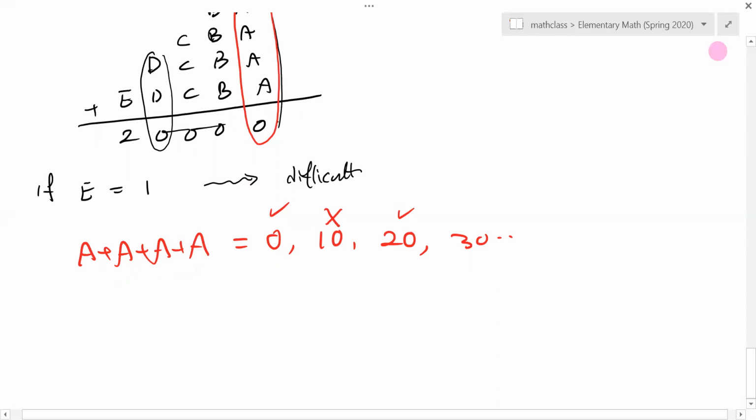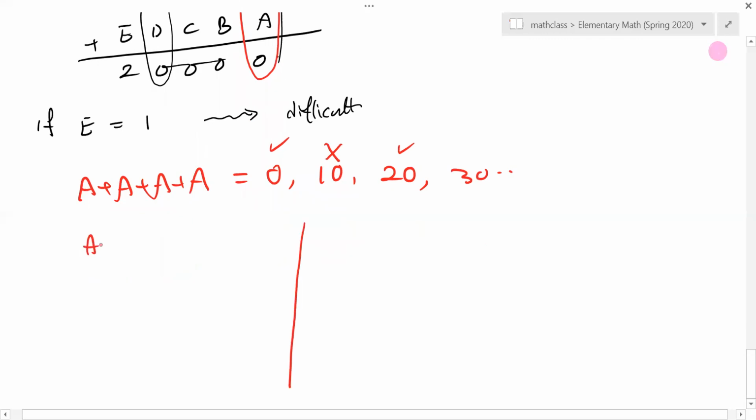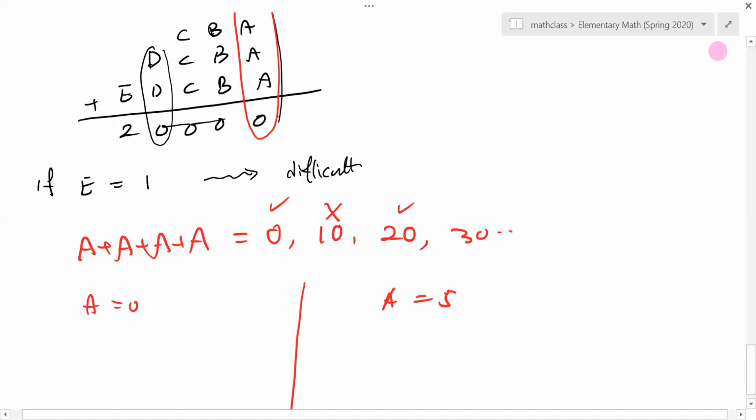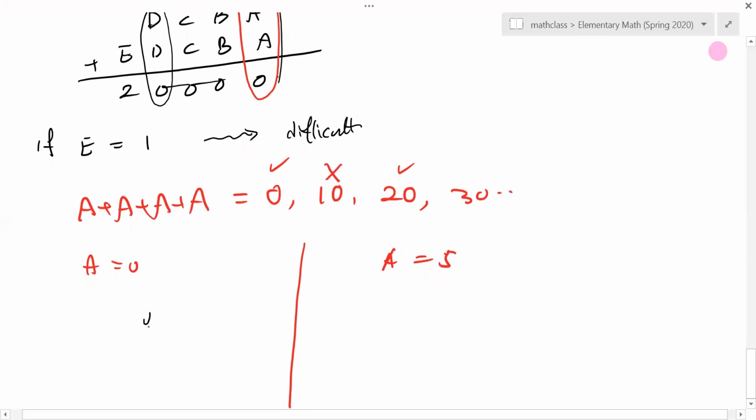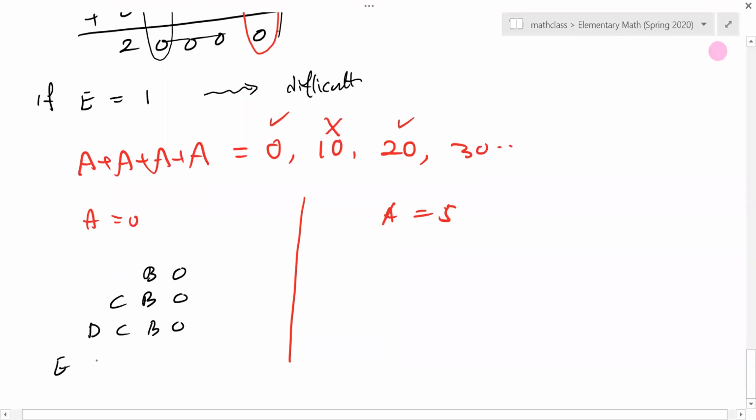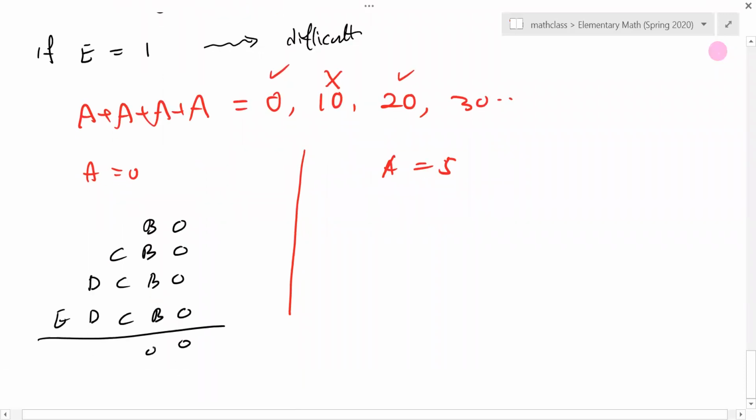Okay, A is going to be 0, and here A is going to be 5, because 4 times 5 is going to be 20. Okay, so you have to look at either case. So let's do this problem. When A is 0, do we think it's possible or not? So B0, CB0, and DCB0, and then you have E DCB0 and get 0. Okay, 0, 0, 0, 2.